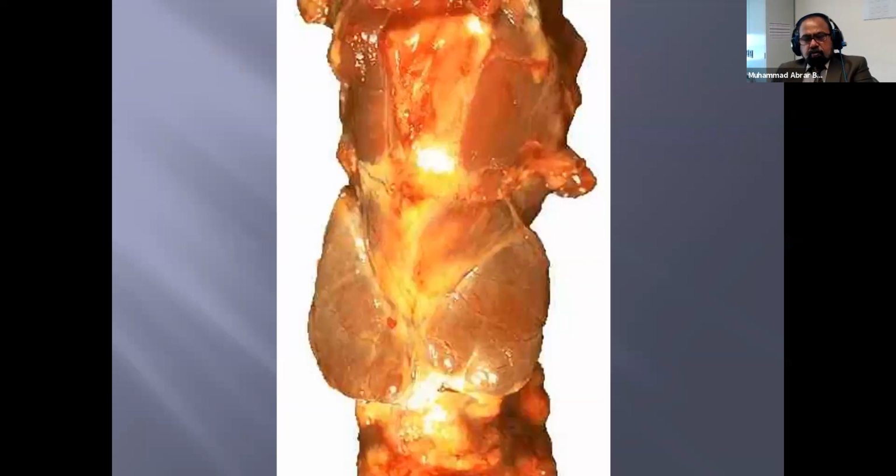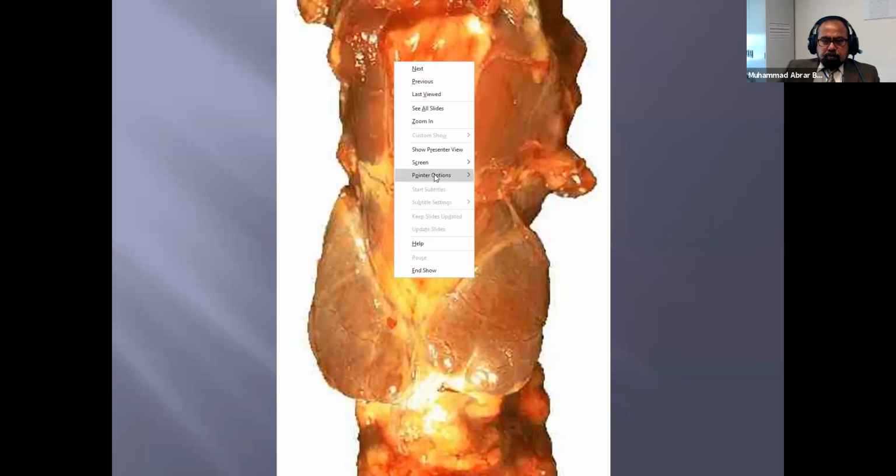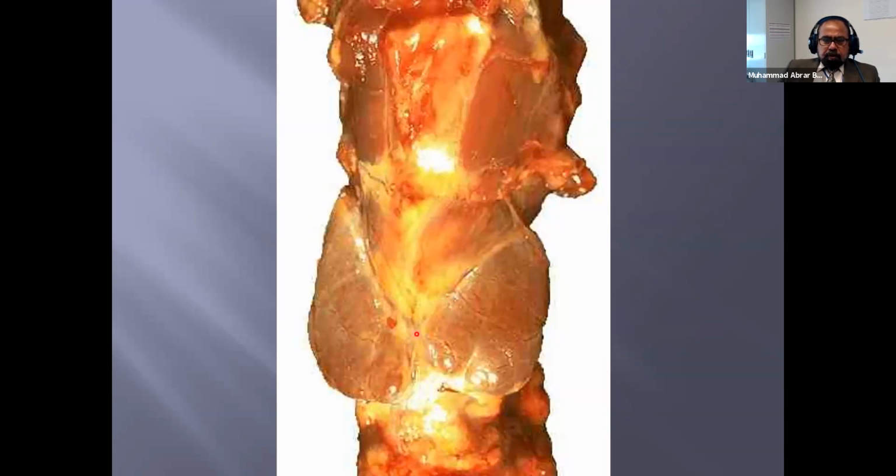So the thyroid gland, you all know about the thyroid. This thyroid gland is present in front of the trachea, just below the thyroid cartilage, and it is a butterfly-shaped gland in front of the trachea. It has two lobes, right and left lobe. Let me start with the pointer. So it has two lobes, one is this right lobe and left lobe, and it is combined together with the isthmus.